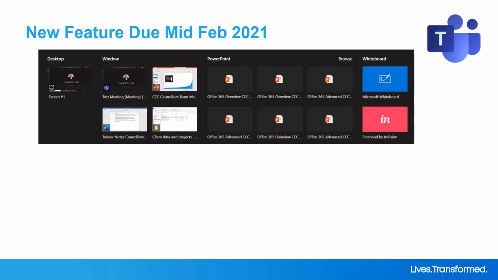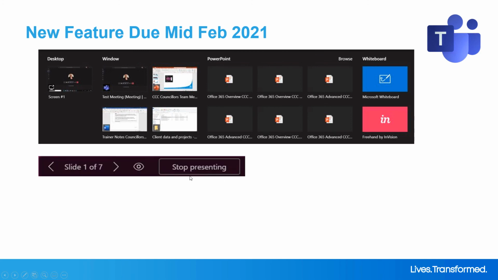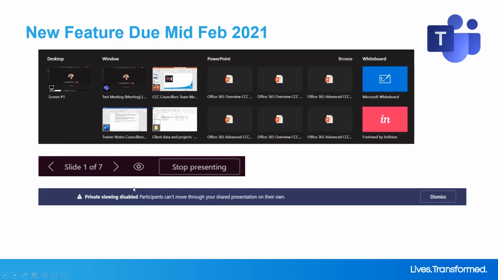A new feature that's coming out in mid-Feb this month is when you select a PowerPoint presentation, you will have this little option come up at the bottom, which is going to be saying the number of slides that you've got, and this little eye symbol is for private viewing. At the moment this would mean that other people looking at the PowerPoint presentation will be able to go through the presentation themselves, so not listening to what you've said, just jumping ahead.